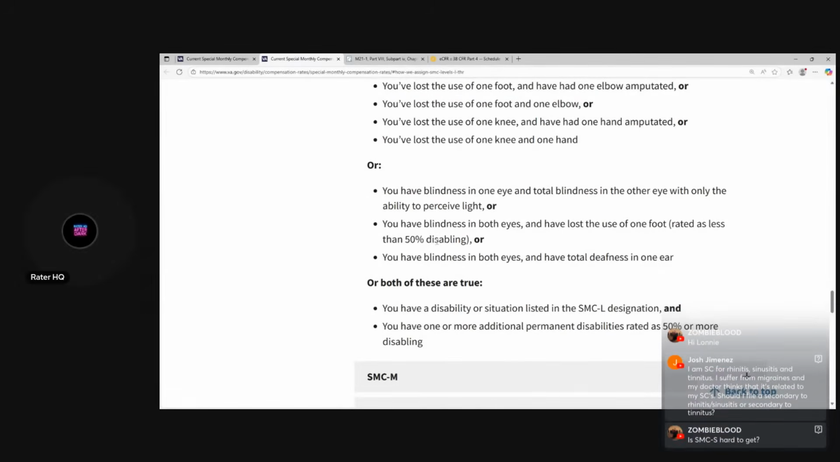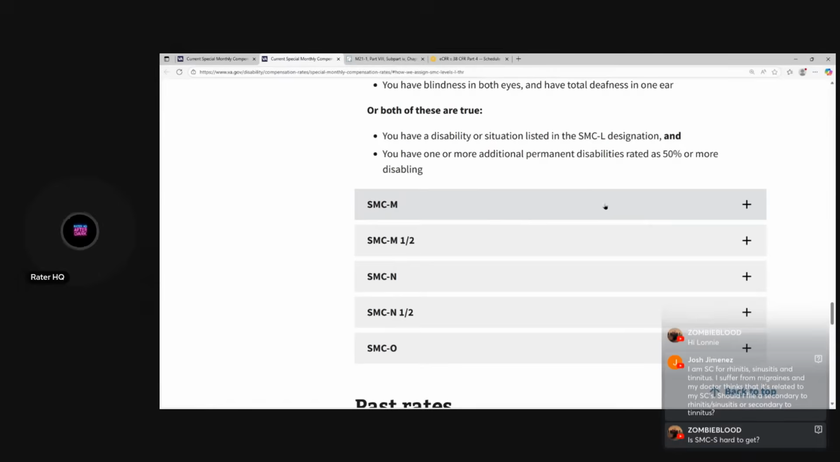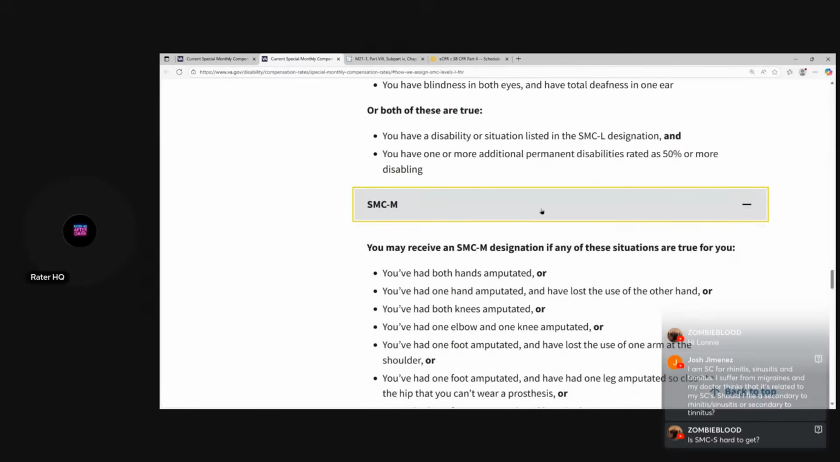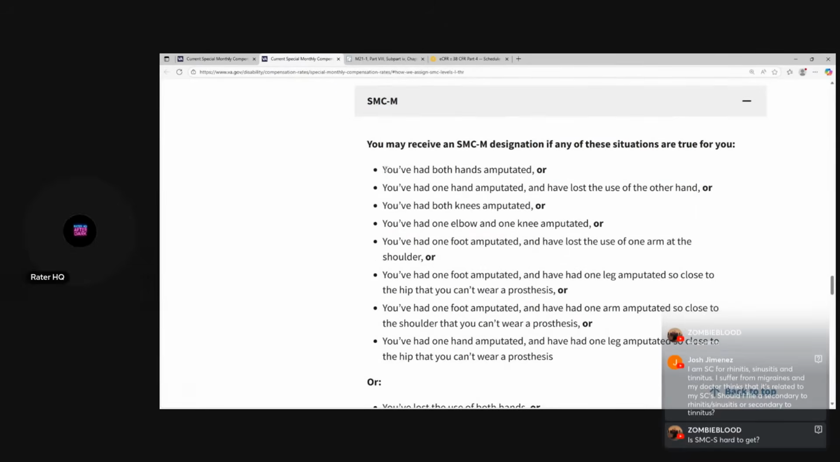No, zombie. SMC S1 is not hard to get. You just need a natural 100 and then other disabilities that when combined together add up to like 60%. Now, let's look at M, okay? M, these are full amputations, so there's not much wiggle room with these.